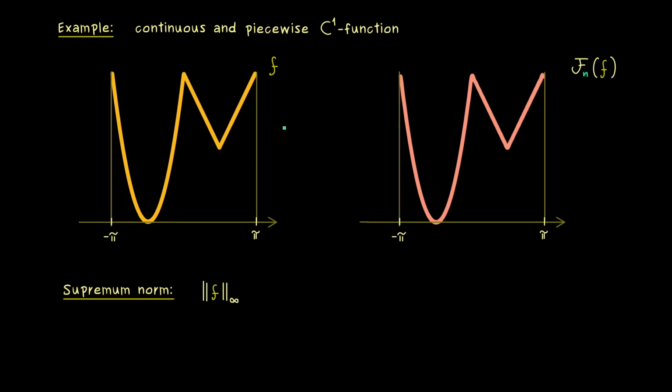And since we deal only with 2π periodic functions, we can restrict the supremum to a bounded interval. This means we take the supremum of the absolute value of the function f of x, where x goes through an interval from -π to π. Hence the supremum norm just measures the largest value of the function f with respect to the absolute value. Indeed, please note that for a continuous function f, this supremum is definitely a maximum.